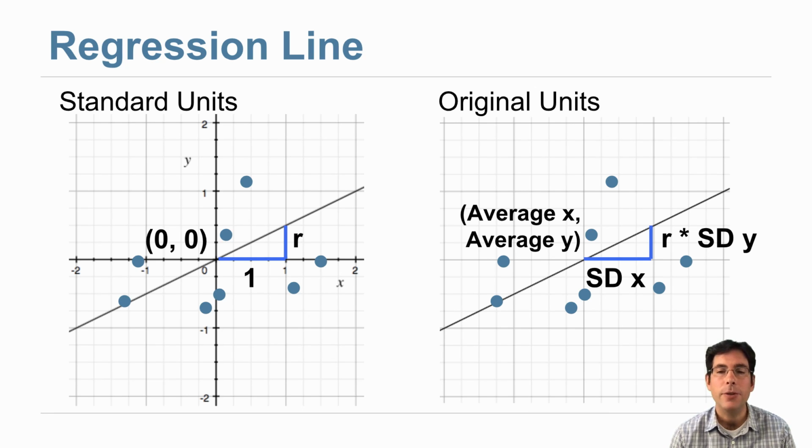But in original units, you need 5 numbers: the average and SD of x, the average and SD of y, and the correlation coefficient r. Once you know these 5 numbers, you can describe this line. And when there's a linear association between x and y, this line will give you a reasonable prediction for y given any value of x.